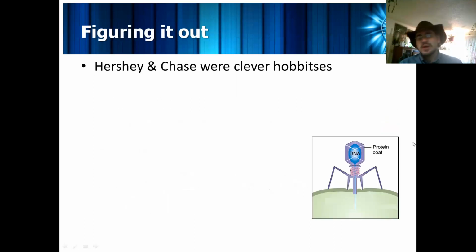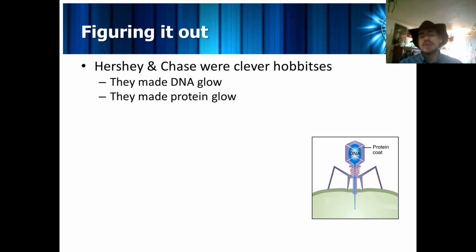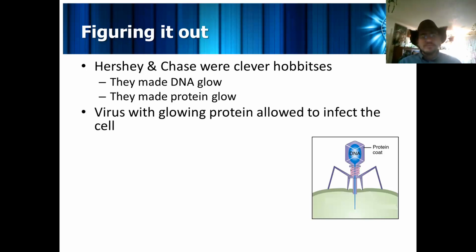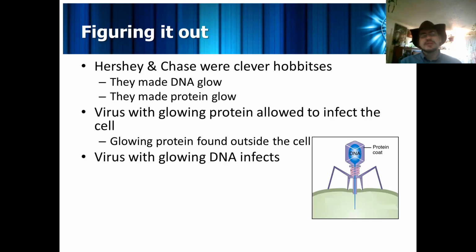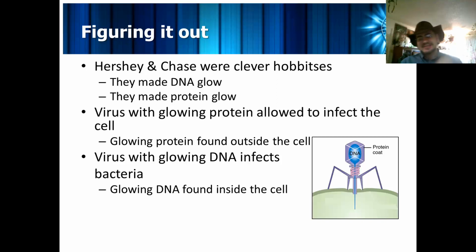So Hershey and Chase were kind of clever hobbitses here. And they did radio labeling to discover what was injected into the cell and used. So they made DNA glow and they made protein glow. Viruses with glowing protein were allowed to infect the cell, the bacteria. And they found glowing protein outside the cell. Then viruses with glowing DNA infect the cell, and they find glowing DNA inside the cell.